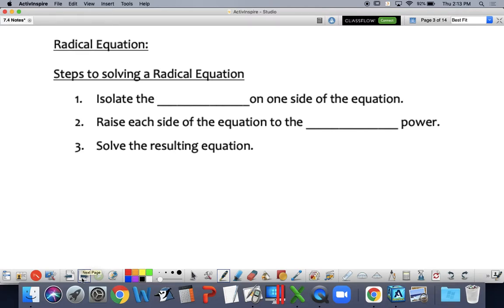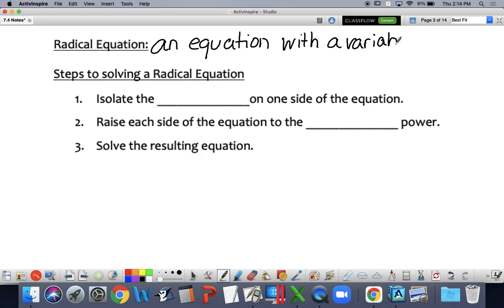So a radical equation, because we haven't seen one like this, it's an equation with a variable in the radicand. So the radicand is the part that's under the radical. So we have not seen equations like that before. We've seen exponential equations, but we have not seen radical equations yet.